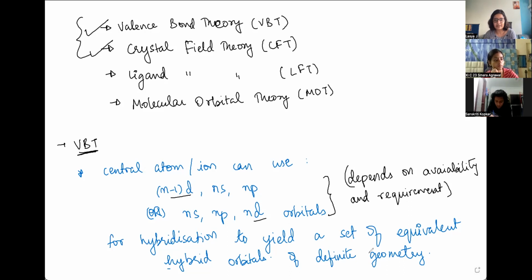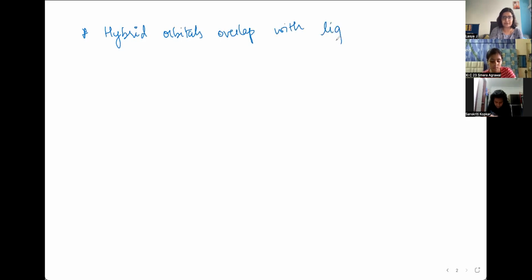What happens after hybridization takes place is the next step. These hybrid orbitals are the ones that overlap with the ligand orbitals where the lone pair of electrons are present. So the hybrid orbitals overlap with ligand orbitals containing electron pairs. Read up on it.